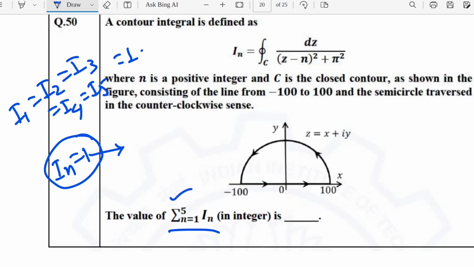So if I write this one, then it will be the summation of these five In, and it will give us the value 5. Do you understand the point? I think yes.